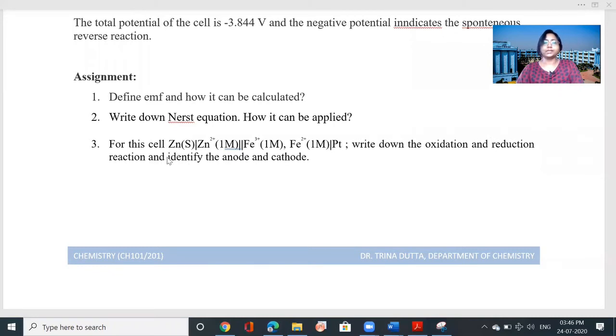So here you can see that zinc becomes Zn plus 2. So we can say it is oxidized as it releases electrons, and Fe plus 3 becomes Fe plus 2. So it is taking the electron, that is the reduction process. So separately you have to write the equation for each electrode. So I hope that you can answer all these questions.